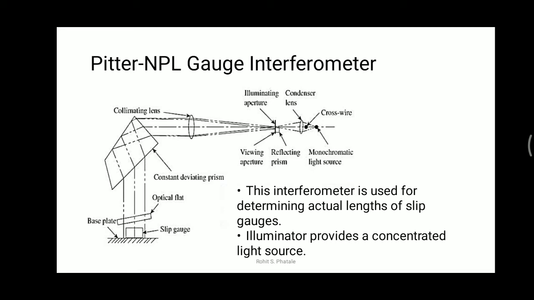So because of this constant deviating prism, what will happen? The light will be split into light rays having different wavelengths, and as the wavelengths are different, the colors will be different. The user can select the desired color by varying the angle of the reflecting faces of the prism relative to the plane of the base plate.